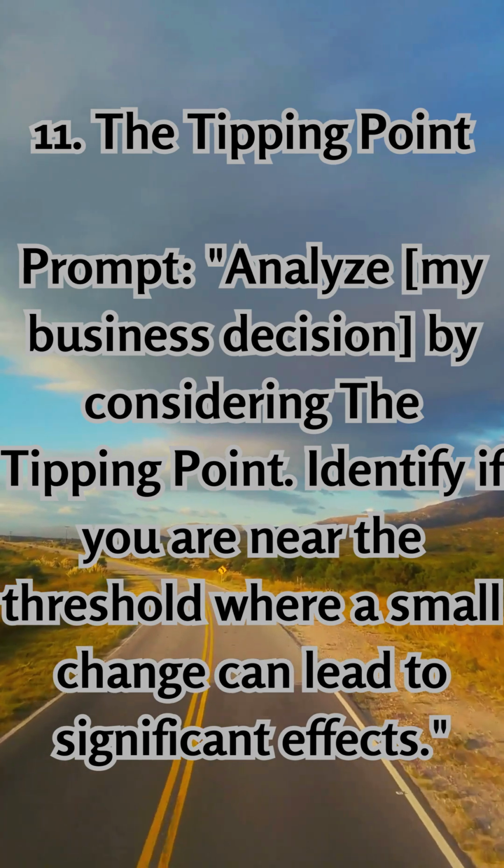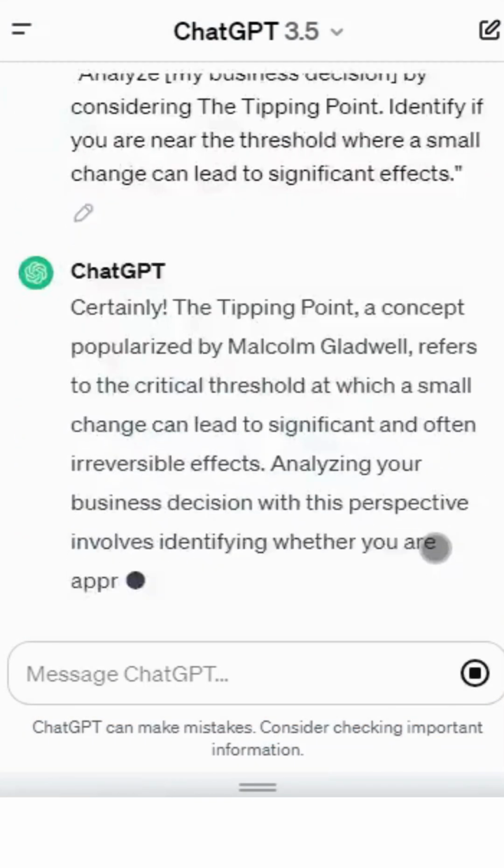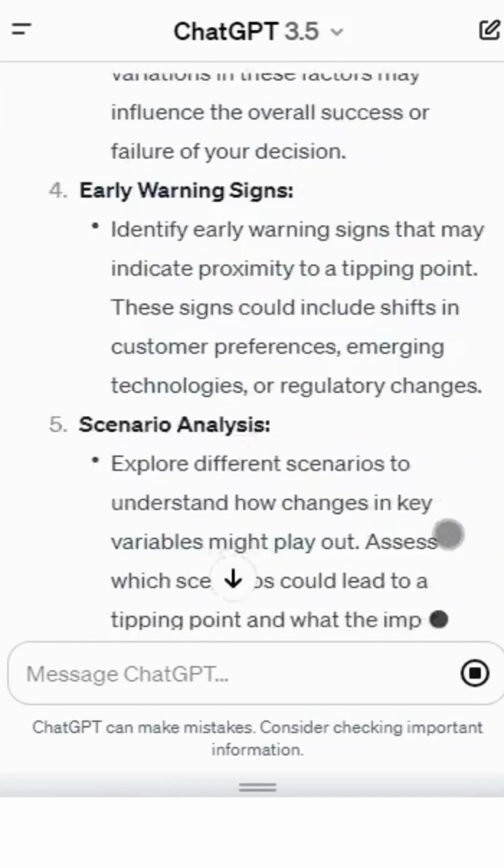11. The tipping point. Prompt: analyze my business decision by considering the tipping point. Identify if you are near the threshold where a small change can lead to significant effects.